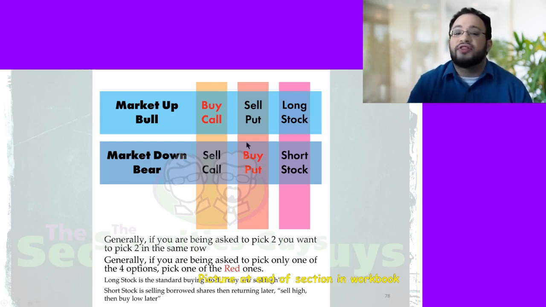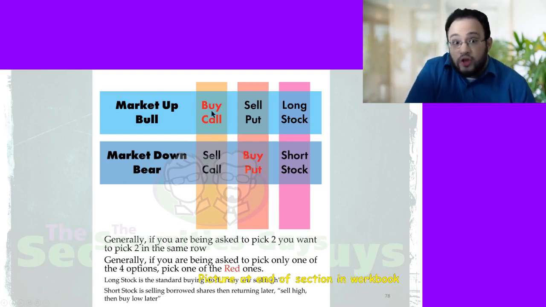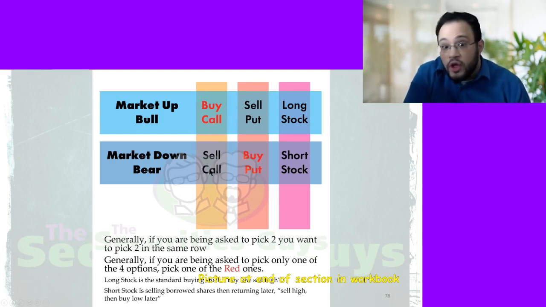But generally, if they're going to make you pick two of them, as some questions do, you want to pick the ones that are on the same level. Again, you're never going to be buying a call and buying a put or buying a call and selling a call. You might want to buy a call or sell a put. Those are both betting the market's going to go up. You might want to sell a call or buy a put. That's both betting the market's going to go down.